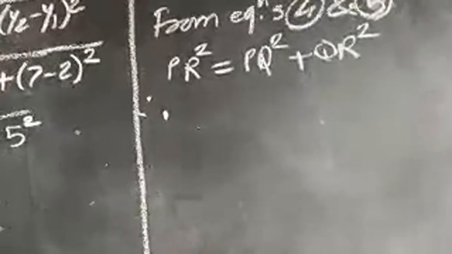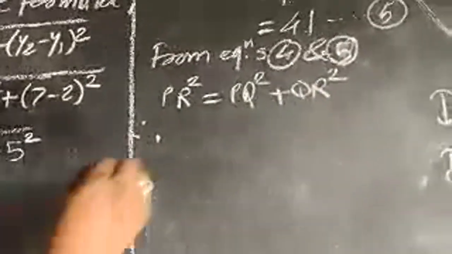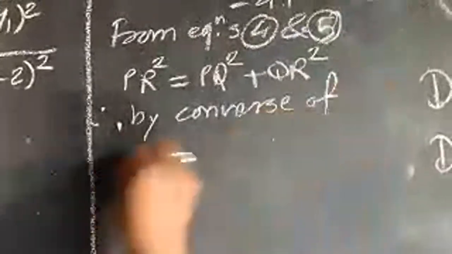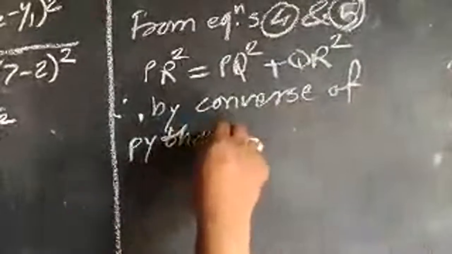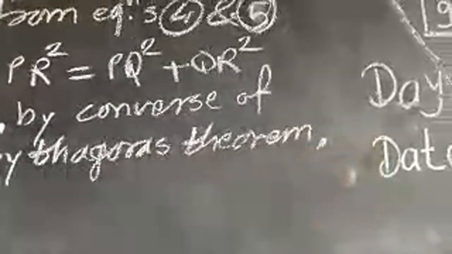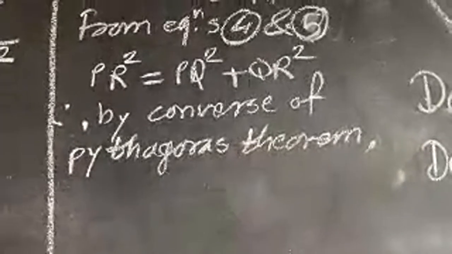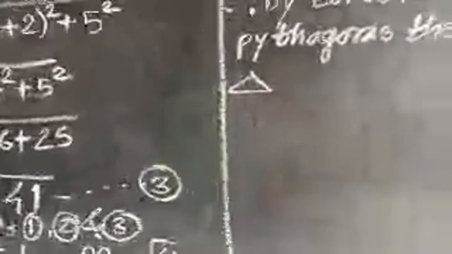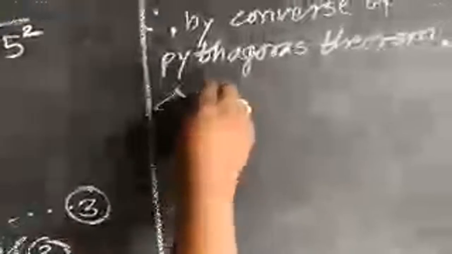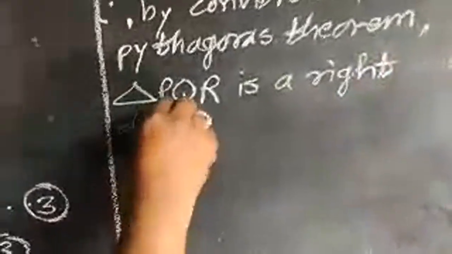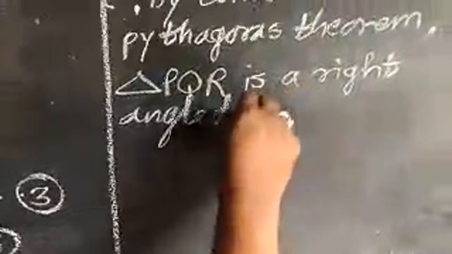By converse of Pythagoras theorem, what do we write as the conclusion? Triangle PQR is a right angled triangle.